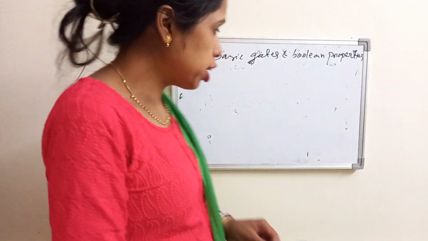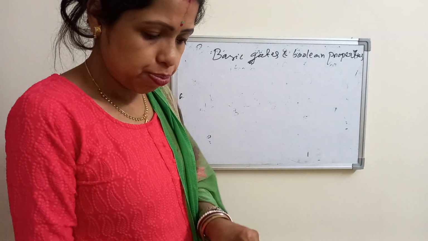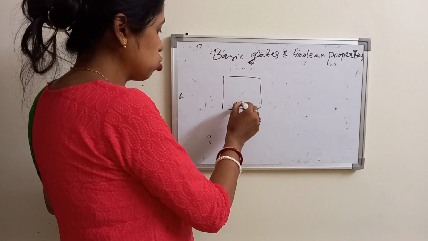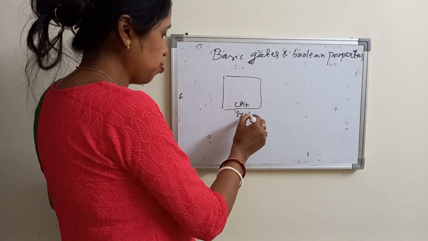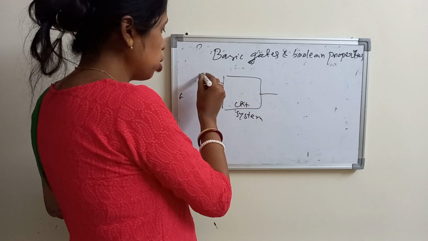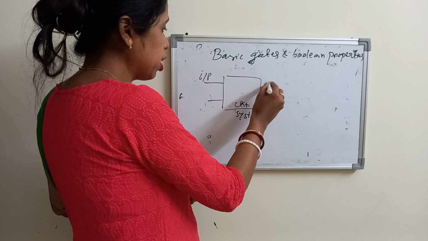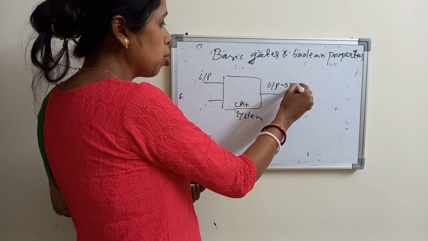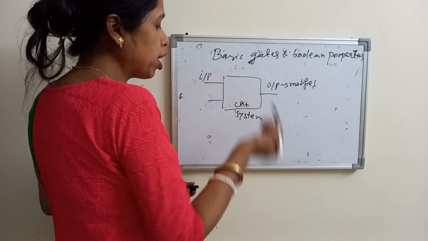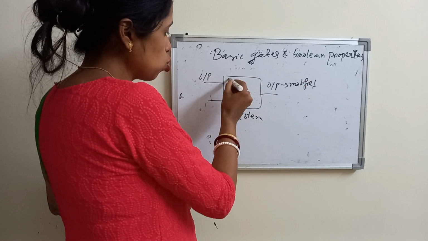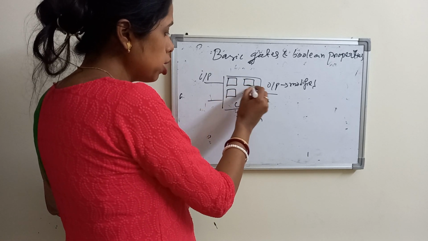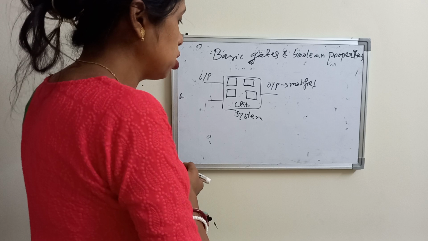If you think about any kind of circuit or system, suppose it is one kind of circuit or system. So system means what? System means if you give any input, you will get output. That output is the modified form of the input. Right, inside this system, so many blocks are there.